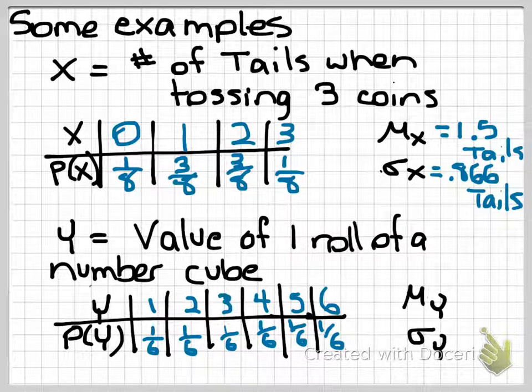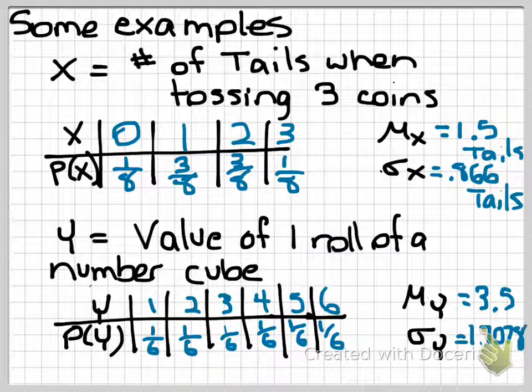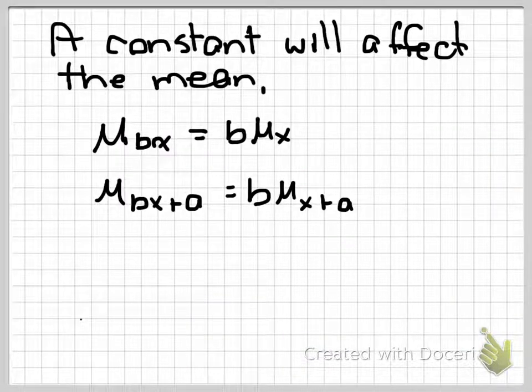Okay. So the mean number that we would roll on a number cube would be 3.5. And the standard deviation, and that's obviously pips or whatever you want to call those numbers on the number cube, 1.7078. That's what we get for our standard deviation.